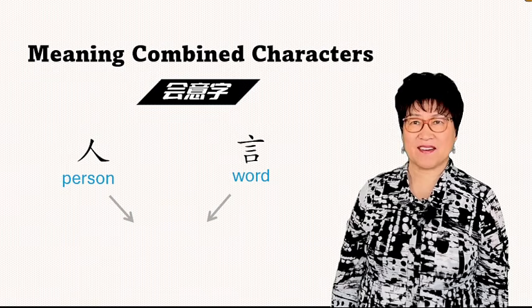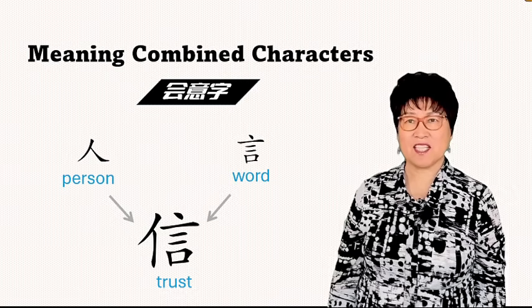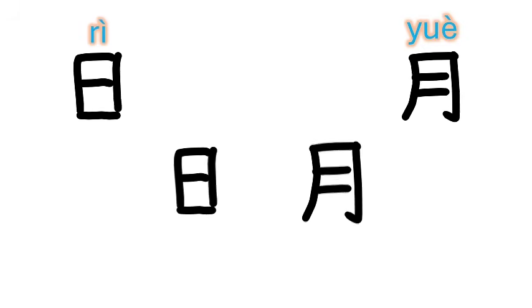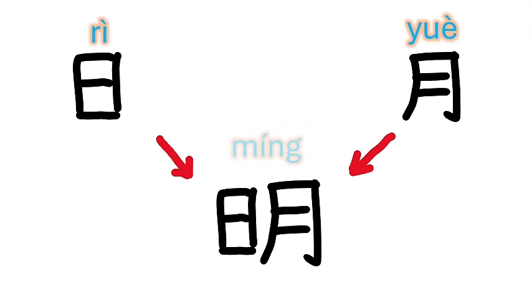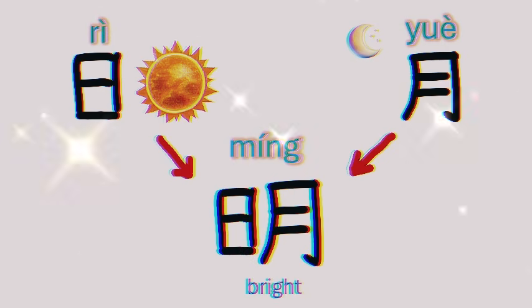The meanings of characters come together to create new meaning. Let me show you some examples. Remember, this is 日 for sun, and this is 月 for moon. When we put them together, they make the character 明. Can you guess the meaning of 明? Yes, it means bright. The sun and the moon together make everything bright.